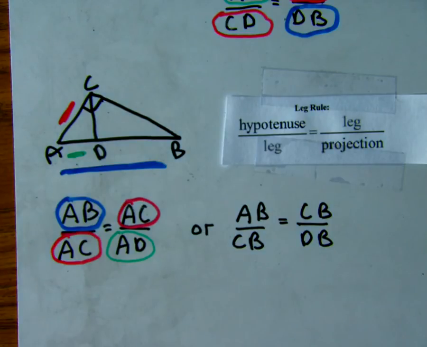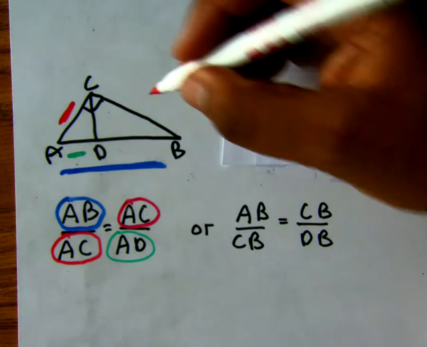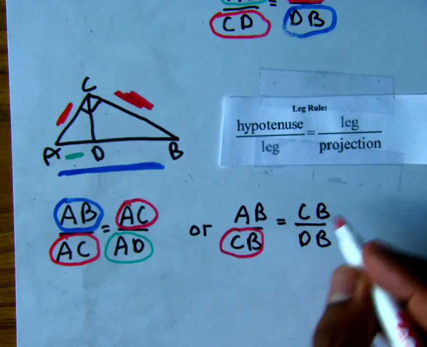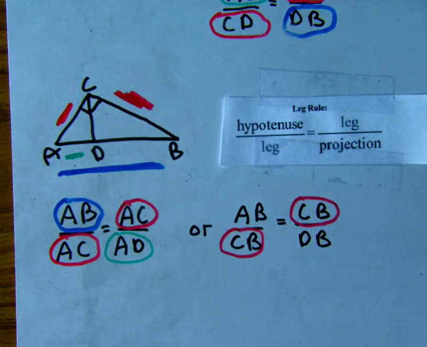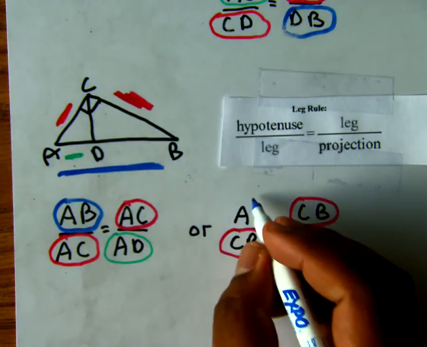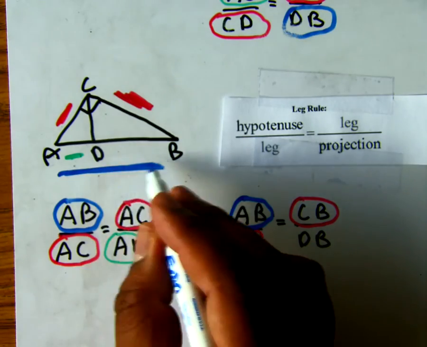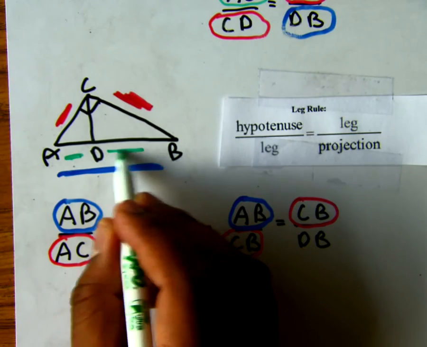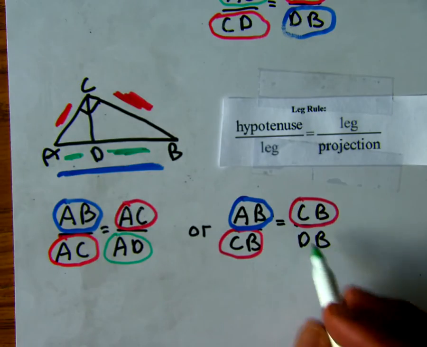Now you can do the same thing for the leg on the other side, CB here. So CB will multiply against each other. And again, you want to use the whole hypotenuse, AB, and it's eventually going to multiply against the projection on this side, DB.